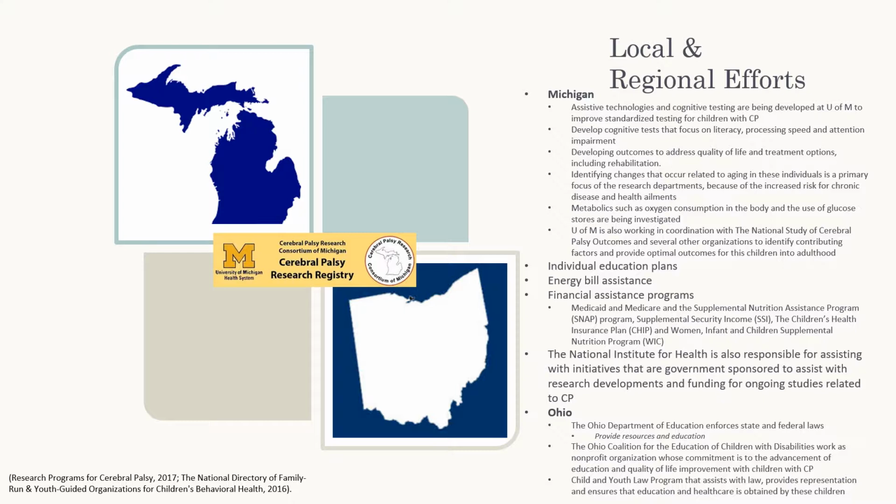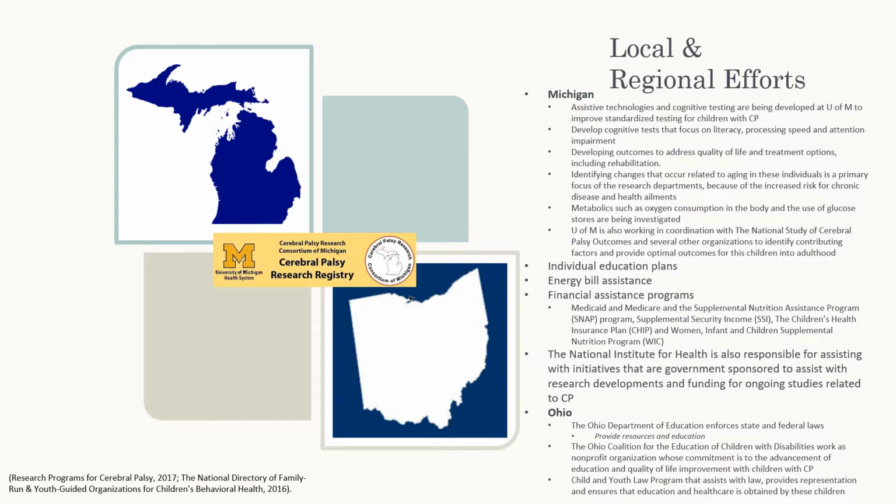At the University of Michigan Medical Center, research is focused on a couple specific areas of development. They have created assistive technologies and cognitive testing that have been developed to improve the standardized testing for children with cerebral palsy, and they have also developed cognitive tests that focus on literacy, processing speed, and attention impairment in these children. The research department is also developing outcomes to address their quality of life, their treatment options, and rehabilitation options.